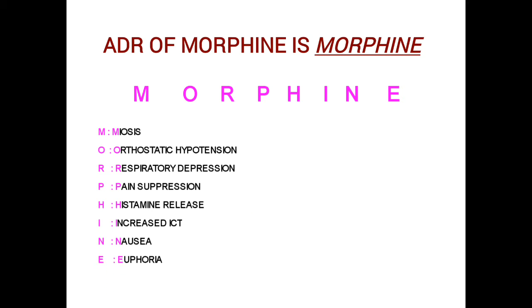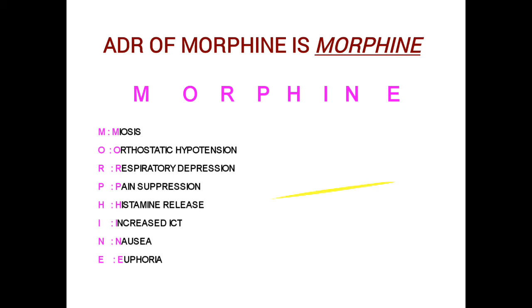See, the adverse drug reactions of morphine is morphine only, MORPHINE. M, meiosis; O, orthostatic hypotension; R, respiratory depression; P, pain suppression; H, histamine release; I, increased intracranial tension; N, nausea; E, euphoria. So it seems a simple method to remember the adverse drug reactions for your examination purpose.